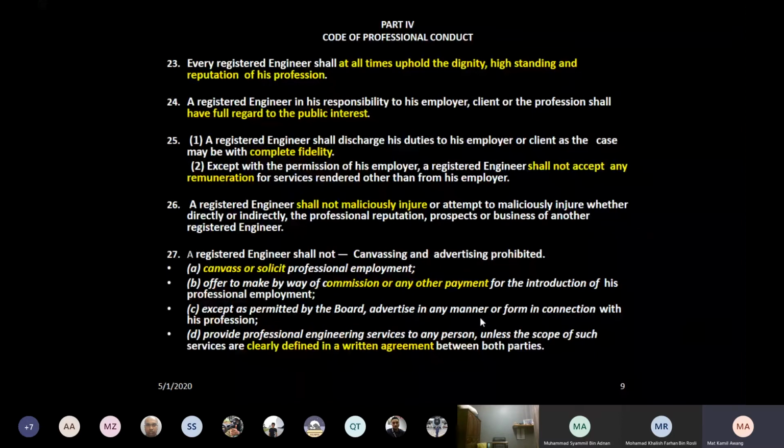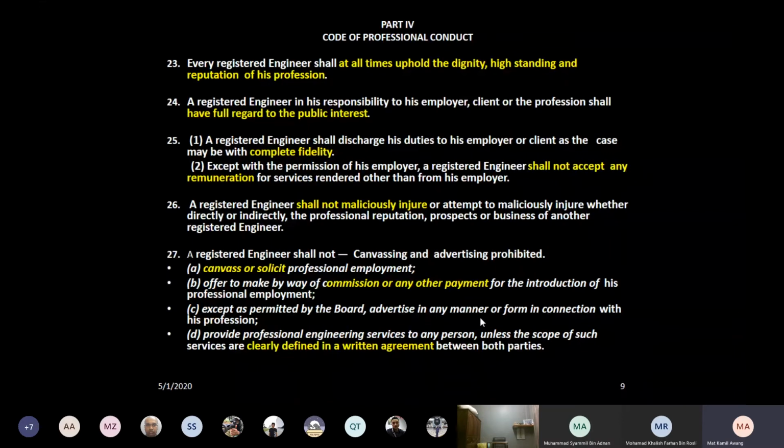Section 25.1: a registered engineer shall discharge his duties to his employer or client, as the case may be, with complete fidelity. So basically he has to discharge his responsibility as a professional engineer, or as an engineer, as honestly as possible.